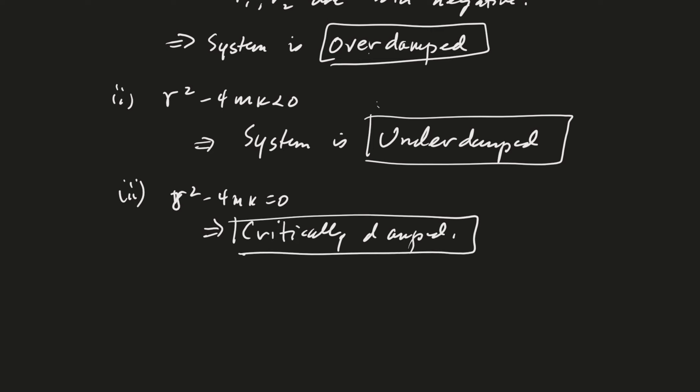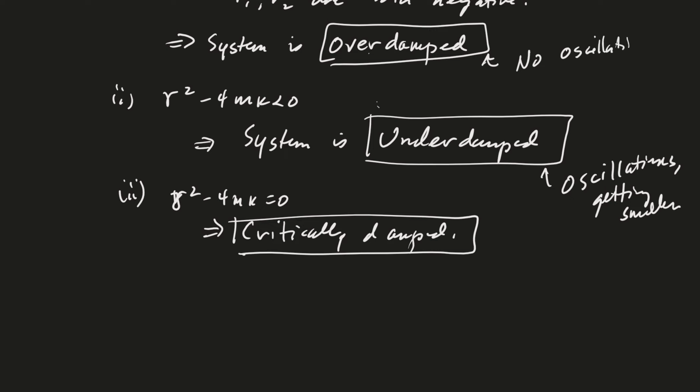Okay. Now remember, underdamped is where we still have oscillations, but they're dying off. Getting smaller. Overdamped, we have no oscillations. Although it may cross the x-axis or t-axis once, it's not going to cross twice. And critically damped is things are just moving. There's no oscillations there either.